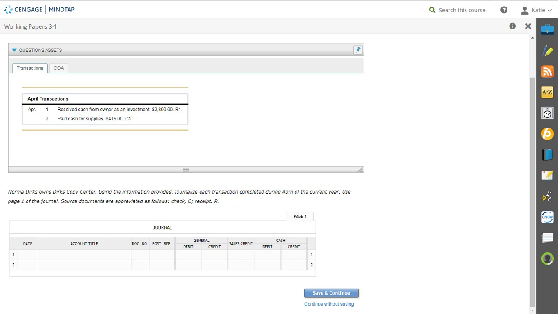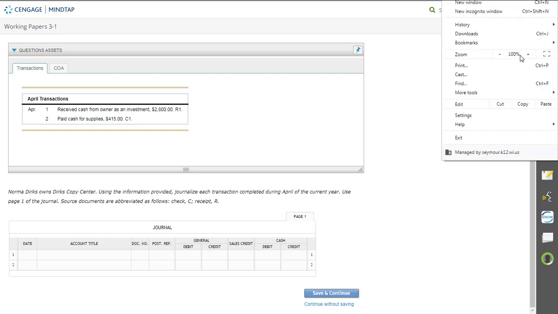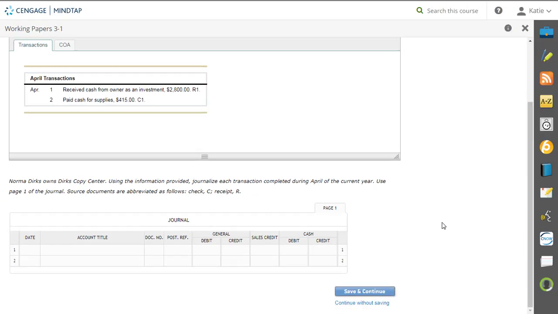So I want you to notice right here is my journal. Do you see how it already says page 1 on there for us? So we don't have to put in our page number. So I have my transactions. I'm going to make my screen just a little bit bigger, just to make it a little bit easier in the top row to see. Now, we can see my April transactions.